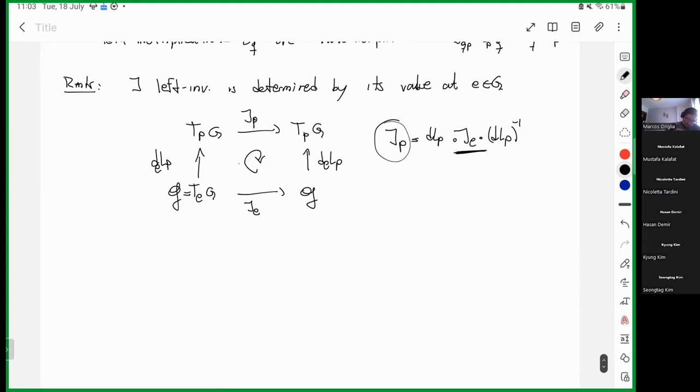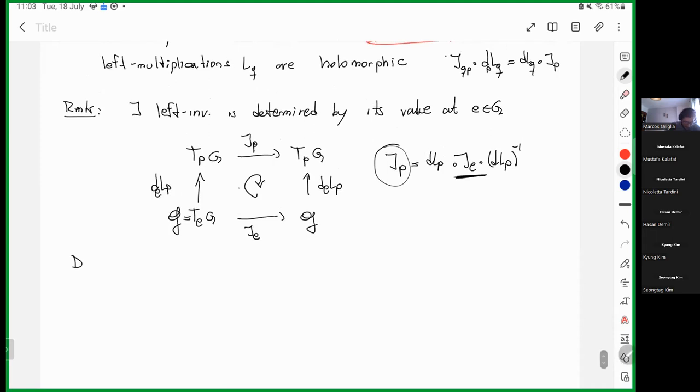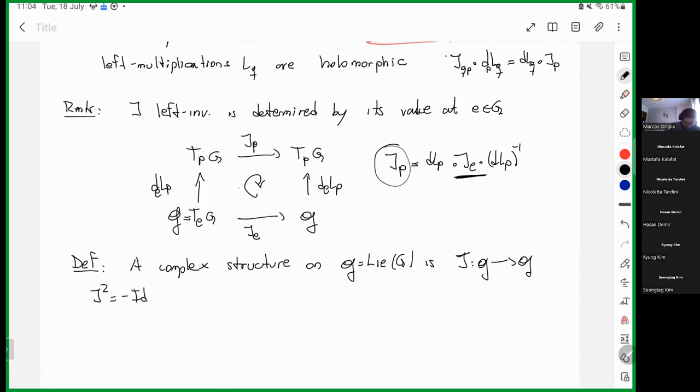And one more thing about J. I think I already mentioned complex structure, but I never defined what a complex structure means at the Lie algebra level. A complex structure J is just a linear map from the Lie algebra to itself such that J squared is minus the identity of the Lie algebra. And again, this integrability condition, right?